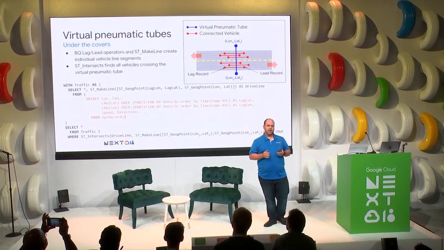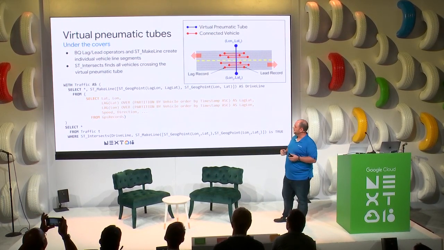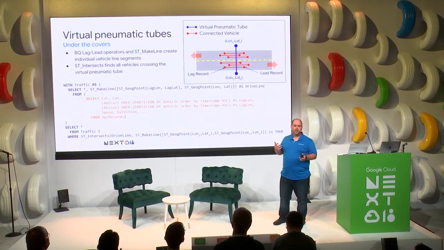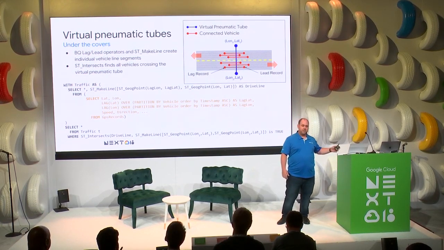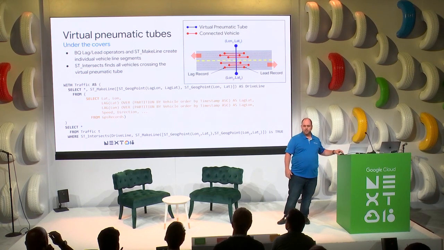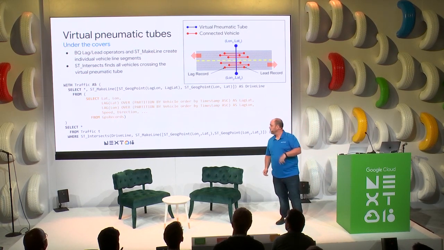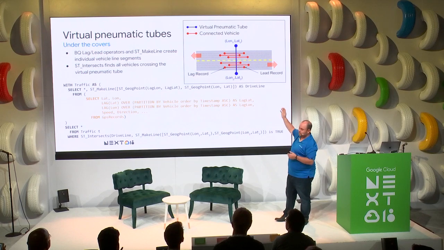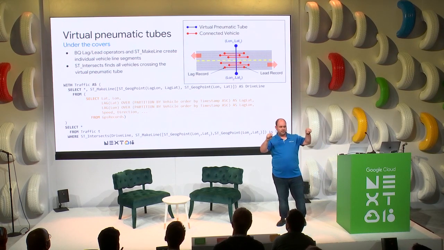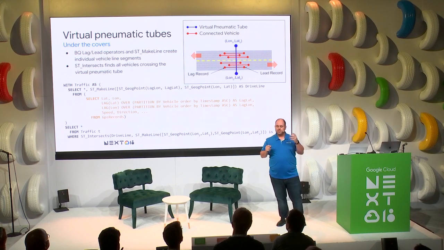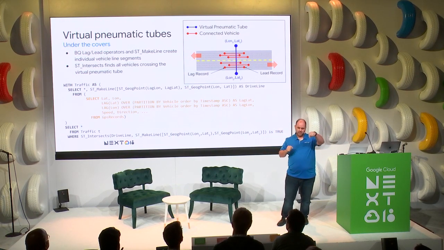Cool. Now, the second thing we need to do is we need to understand which vehicles are actually crossing this fake pneumatic tube. And the way we do that is by leveraging the lag and lead operators in BigQuery. So you can imagine as you're driving your vehicle along, you're dropping GPS points on the road. And what we're doing is we're taking those GPS points that you can see in red, and we're connecting the lag point with the current point to make a line. So we're making thousands and thousands of these lines as they're dropping their GPS points.